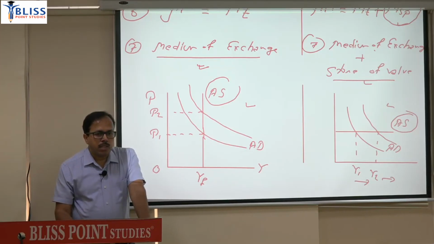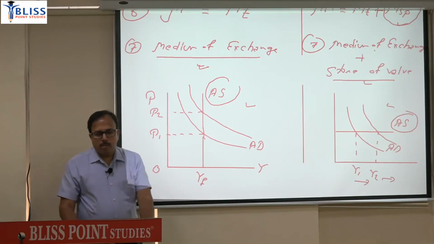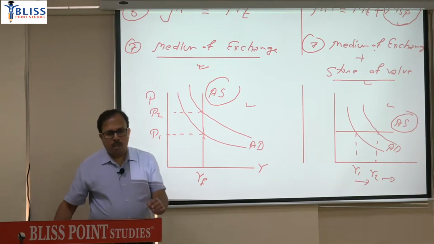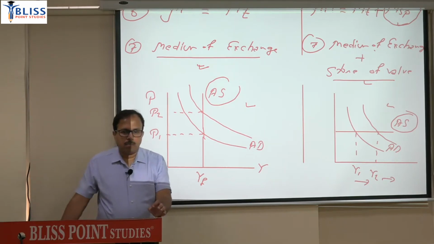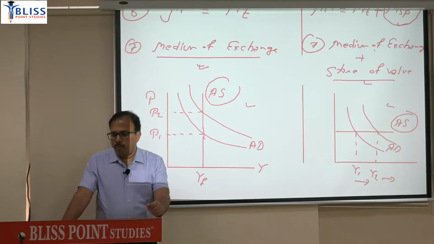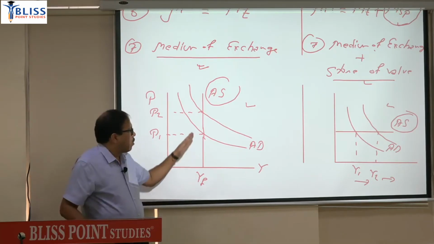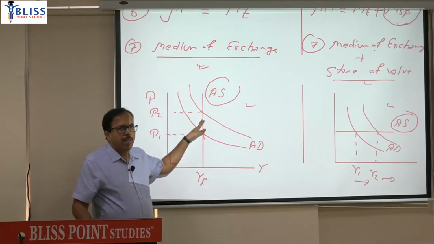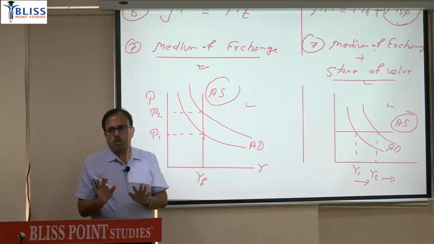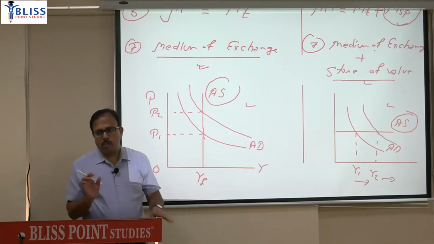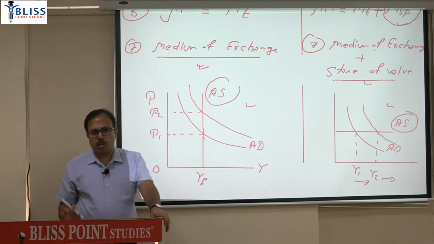Underline that sentence. Supply determined nature of output is an important feature of classical system. And the output will be determined only from the supply side. Demand has no role to play in determining the output. That is an important feature of the classical model.